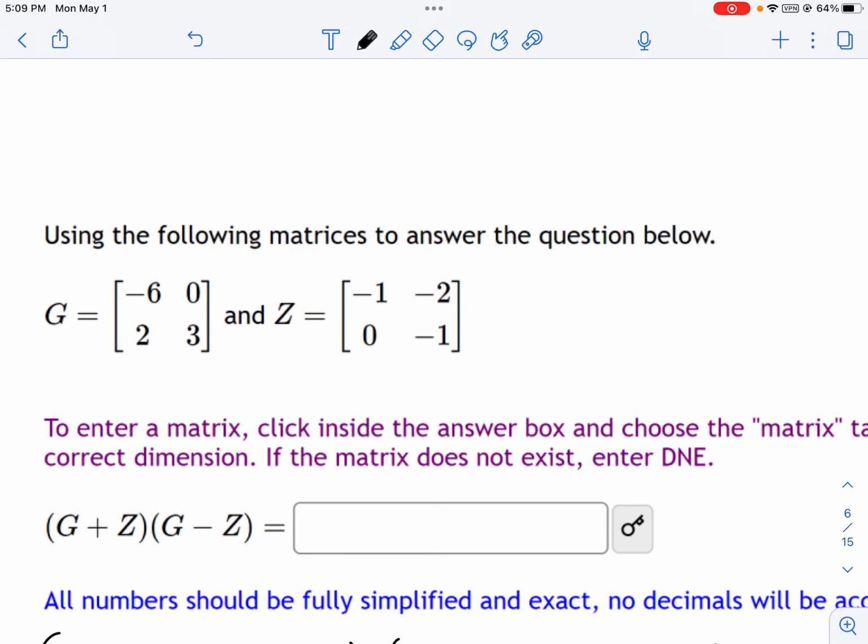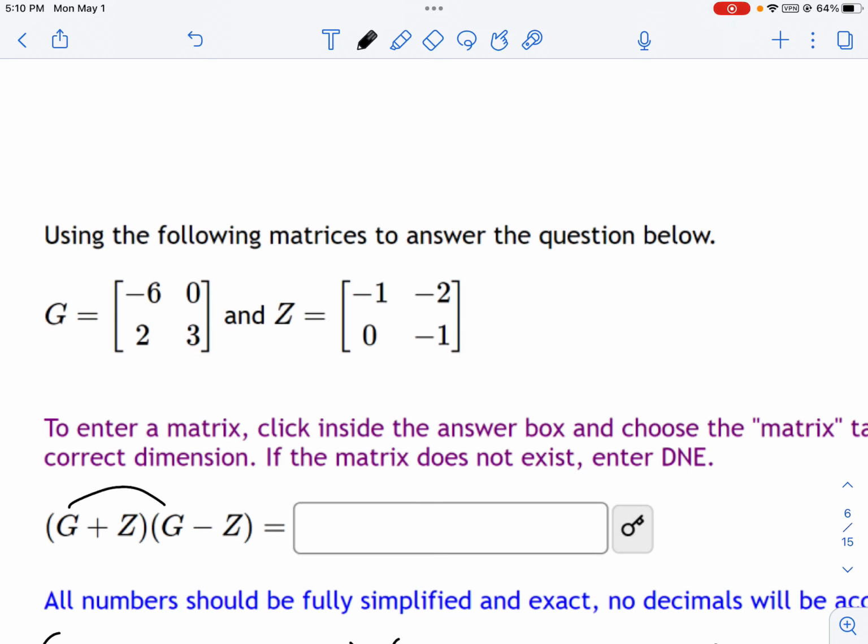There are a few ways we can go about this. We could go about this algebraically, where we actually distribute the G's and the Z's together, right? And then see where we go from there.